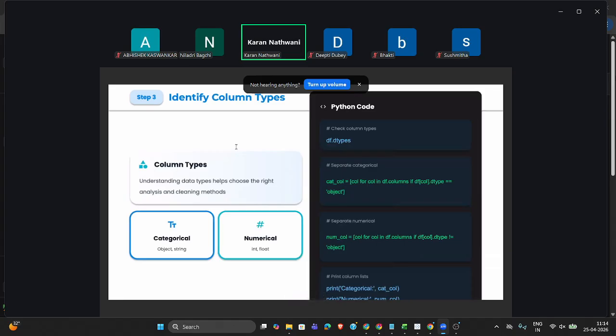Then identify the column types. I told you the column types would be understanding data types, help choose the right analysis and cleaning method. For example, categorical data, you want to see if it is categorical or numerical. In the numerical, you will try to use integers and floats. In the categorical, you will try to use objects, strings, so that you will print the information of those column types, like what kind of data type it is.